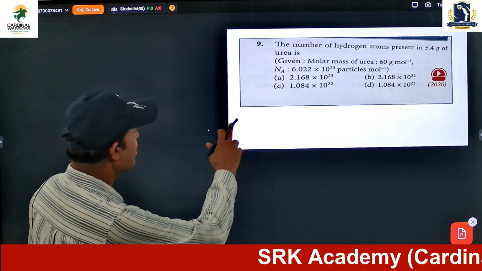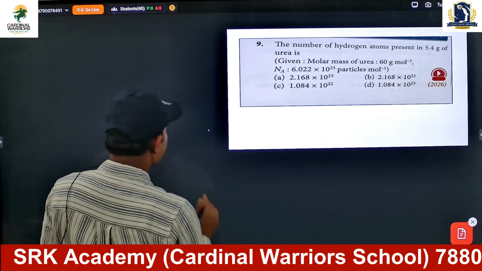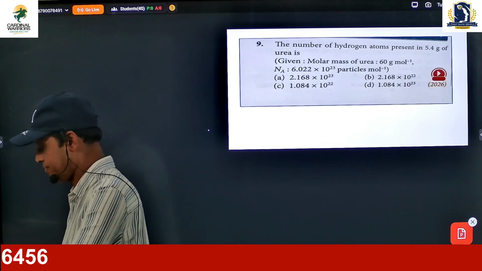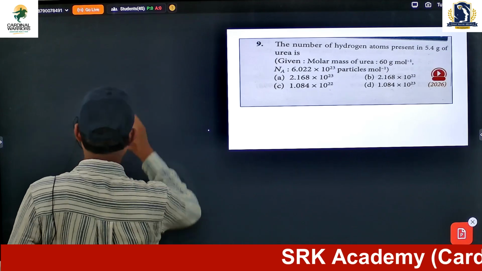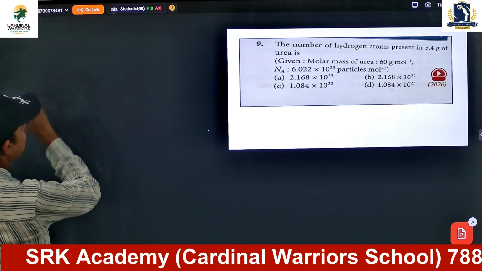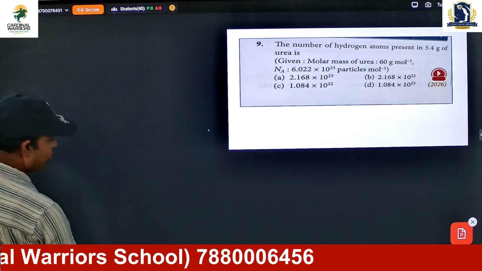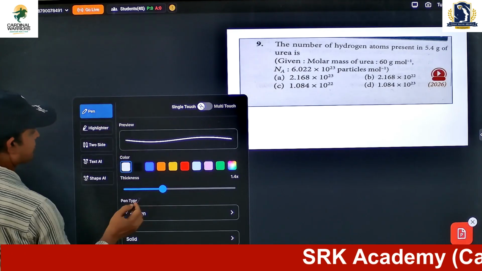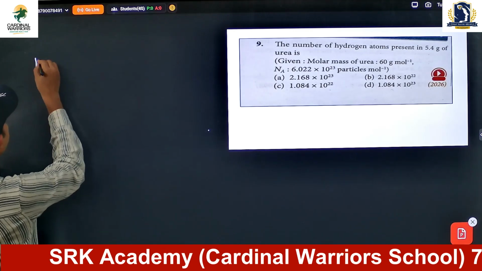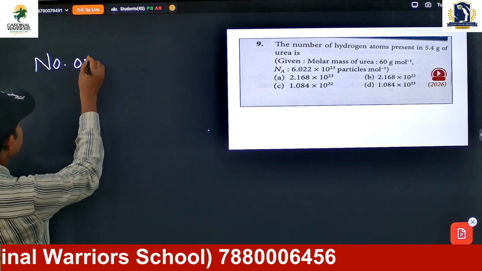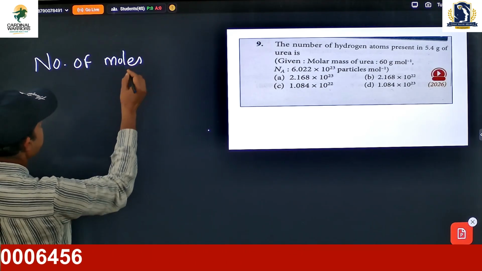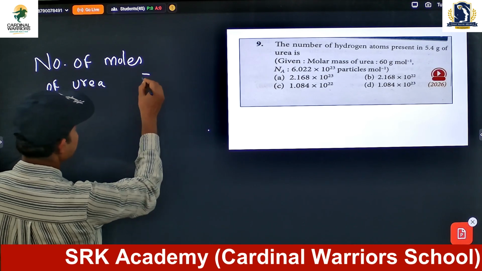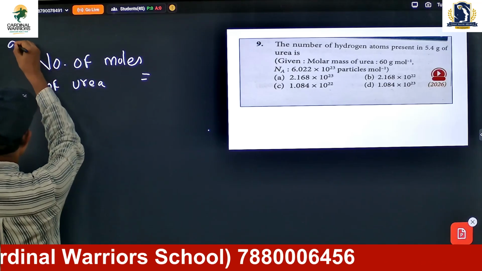So the molar mass of urea is given. To solve such type of question, what you have to do? First we have to find out the number of moles of urea. How to calculate? Given mass upon molecular mass.